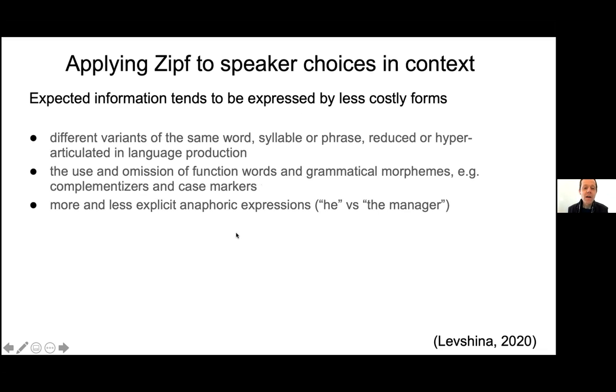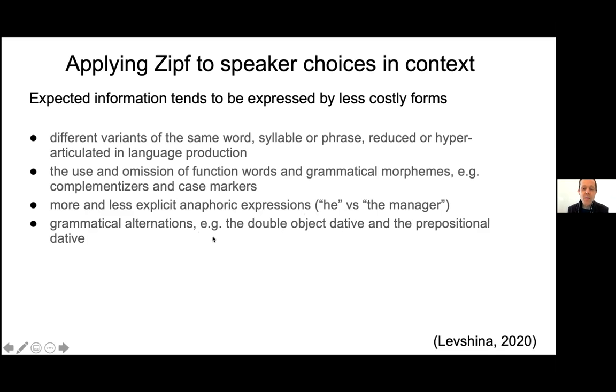So thinking of examples at the level of the word, you take the Zipfian idea, but instead of just looking at the static lexicon, look at cases where there are two variants of a word, like info and information. Is it the case that the longer form of the word tends to be used when the meaning is less predictable? You can look at cases where function words and grammatical morphemes might be optional. The speakers tend to use the more explicit form and include those markers when the material is less predictable. You can look at more or less explicit anaphoric expressions, so he versus the manager versus the manager of the bank. You can look at grammatical alternations.